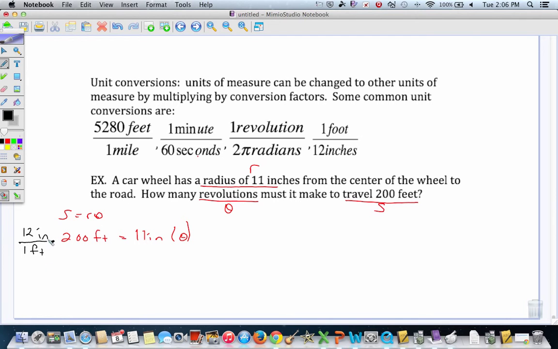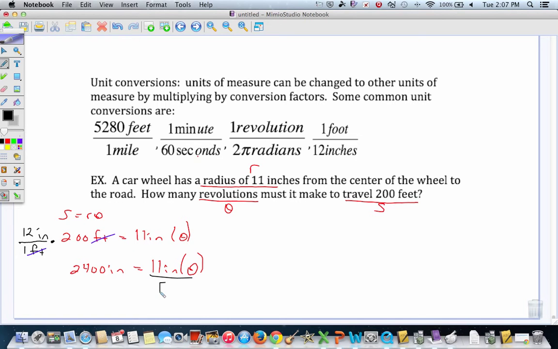I say unit multiplier, so now I've multiplied my 200 feet times a value of 1, but I've changed the label. 12 inches is the same thing as 1 foot, so I'm multiplying by 1, just changing what the label looks like, because between numerator and denominator, the feet label will cancel. So on the left-hand side, 12 times 200 is 2,400 inches. That equals 11 inches times theta. So just a little quick manipulation to change my labels.